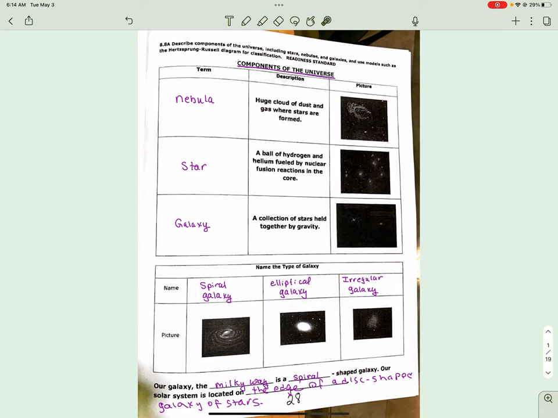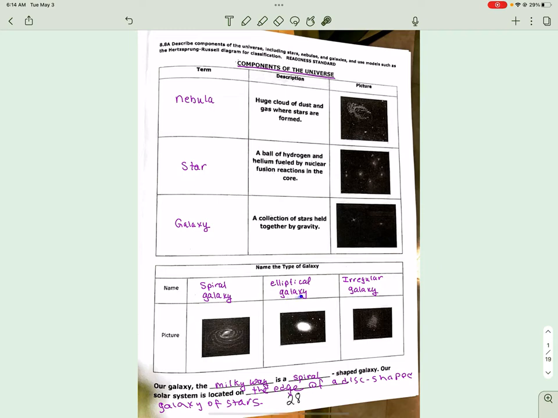We have three different main types of galaxies. Spiral galaxy, that's like our Milky Way galaxy. A spiral galaxy has arms. At the center there's a bulge. That's where we find the old stars, and then on the arms we're going to find the younger stars because that's where we have most of the gas and dust.